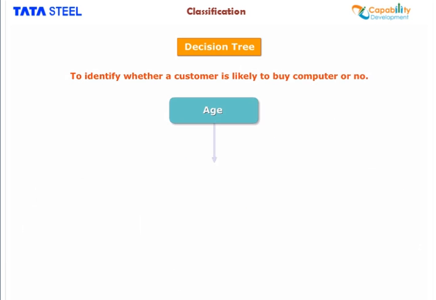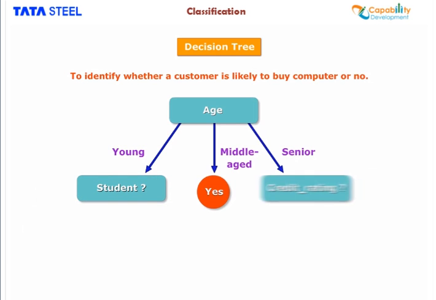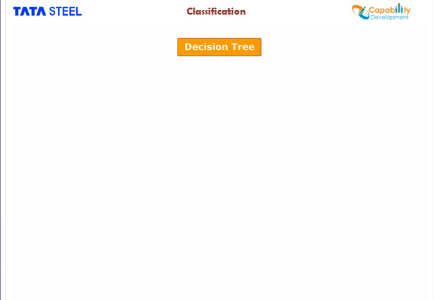Typically, the response variable has two classes, yes or no, which is 1 or 0. But there may be cases where the response variable has more than two categories. In such cases, variants of the decision tree algorithm may be applied. How do decision trees work?